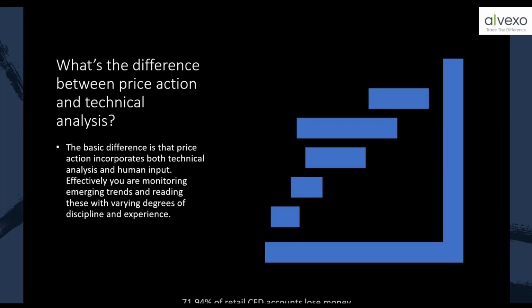So the basic difference between technical analysis and human input is what makes price action trading so effective. Effectively, you're monitoring emerging trends and reading these with varying degrees of discipline and experience. So price action trading makes trading easy. You don't have to be overcomplicated, because what are you doing? Sitting on the sidelines, deciding if you're going to buy or sell, at what point you're going to buy or sell, and at what point you're going to exit the market. You can make it oversimple.